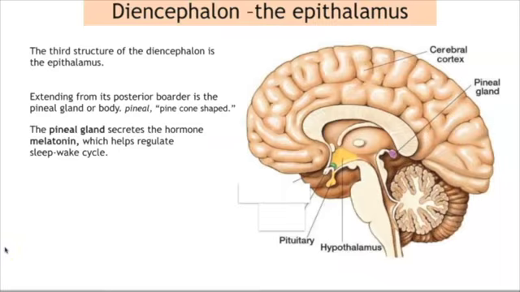So finally, let's get on to the epithalamus. Epithalamus, the only thing you need to know about the epithalamus is this guy, the pineal gland. The pineal gland is an endocrine gland, and it secretes the hormone melatonin. You've probably heard of melatonin before. If you have trouble sleeping, you take melatonin. This hormone helps regulate your sleep-wake cycle. That's all you need to know about the epithalamus, that it's where the pineal gland is located.